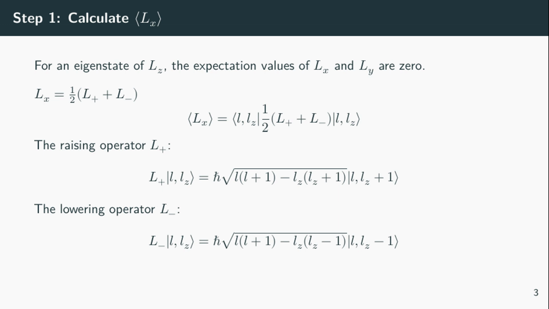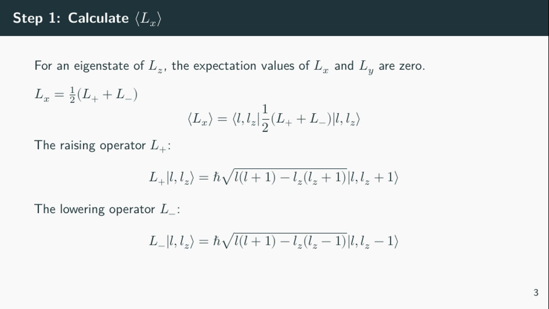A useful property here is that for any eigenstate of Lz, the expectation values of Lx and Ly are actually 0. But let's show this explicitly for our specific state. We know that Lx can be written in terms of the ladder operators, L plus and L minus. Lx is equal to 1/2 times the quantity L plus plus L minus. So the expectation value of Lx is the expectation value of 1/2 times the quantity L plus plus L minus in our state. We can pull the 1/2 out.